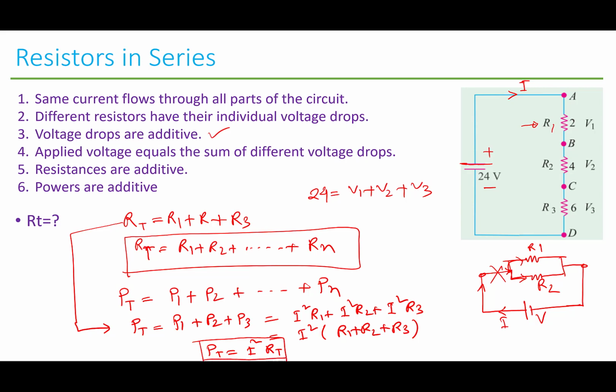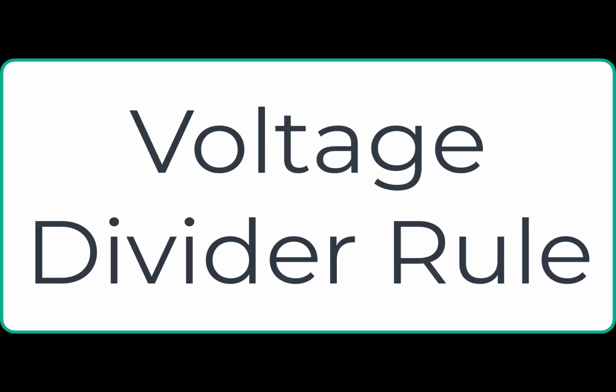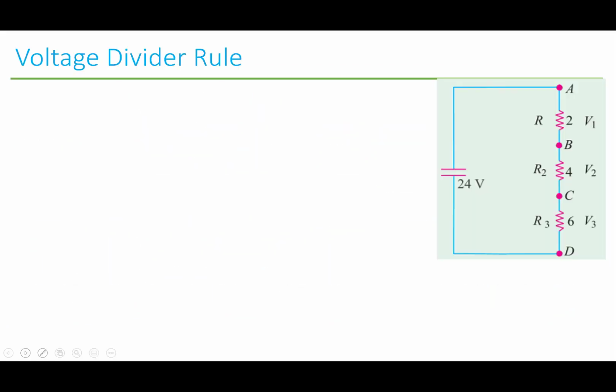So depending on the type of problem, you can find out the value of particular parameters using different equations. Okay, so these are the things you need to remember whenever resistors are connected in series. Now whenever the resistors are connected in series, we can generate a voltage divider rule. So what is a voltage divider rule?